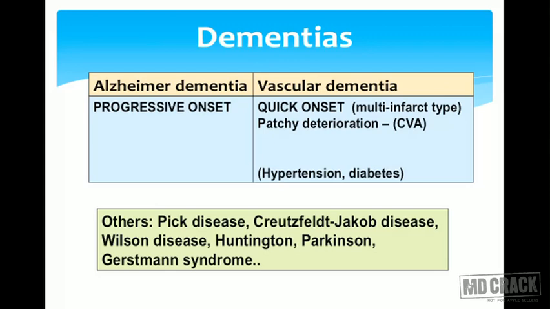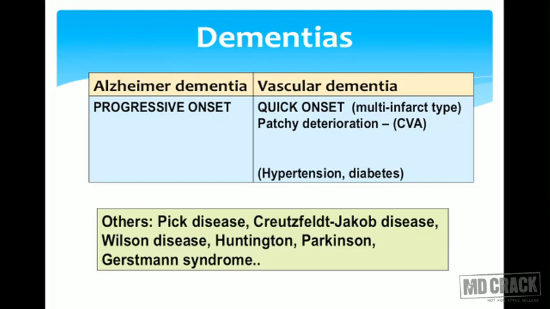We now come to dementias. What are the two important types of dementias? One is Alzheimer's dementia. You must remember this from a multiple choice question point of view. In Alzheimer's dementia, there is progressive onset of dementia. And in vascular dementia, there's quick onset, especially in the multi-infarct type, where you get cerebrovascular accidents, there may be patchy deterioration.